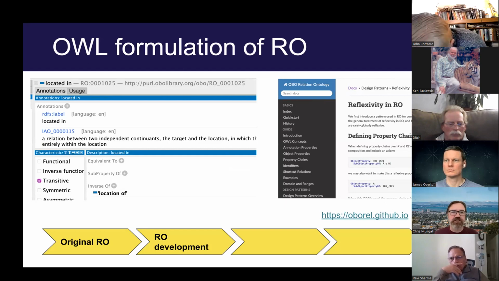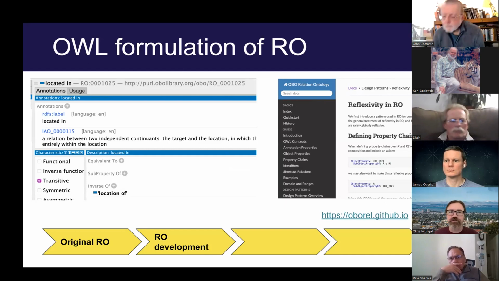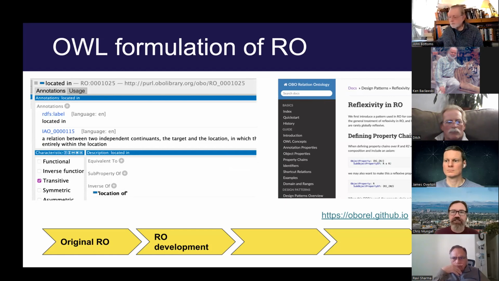And so you can see the screenshot from Protege gives you a sense of how RO is modeled with OWL. So we have relationship types in RO, such as located in.